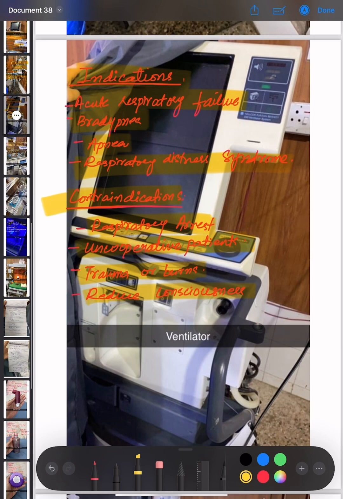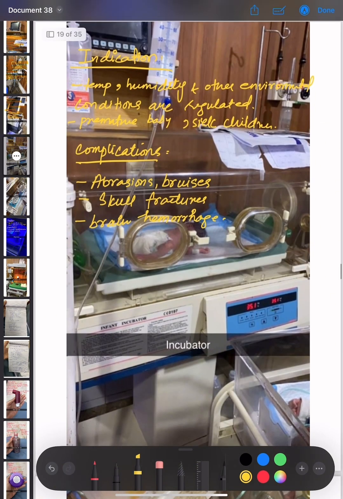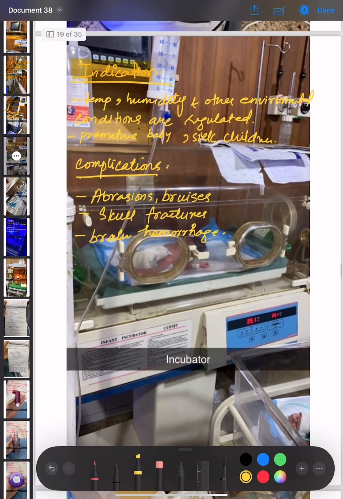The next instrument is incubator. Incubator is used to regulate temperature, humidity, and other environmental conditions, and it is used for premature babies and sick children. The complications are abrasions, bruises, skull fractures, and brain hemorrhage. This can occur in the incubator, so one should be careful before using the incubator.